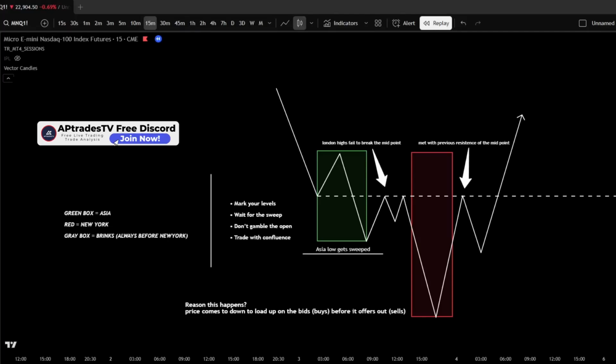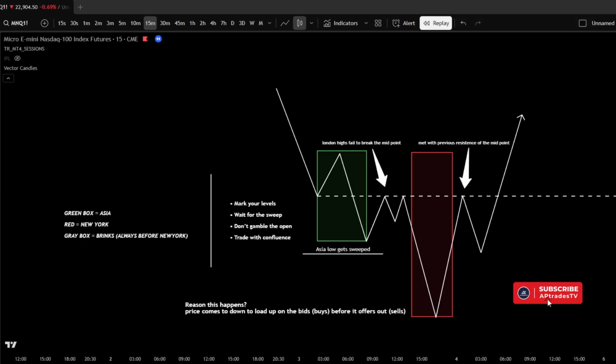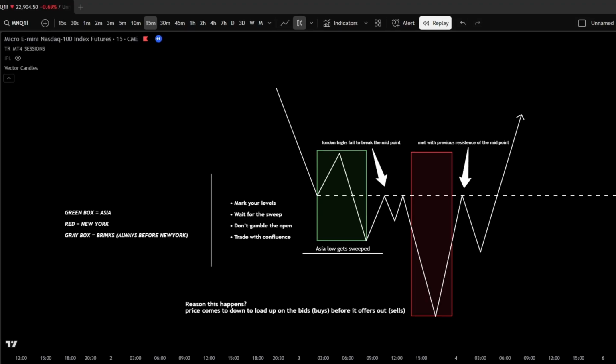Alright ladies and gentlemen, today I'm going to be showing you exactly how I made £557 yesterday trading the Nasdaq, and it's all about the liquidity sweeps and reversals. So let's get into it.